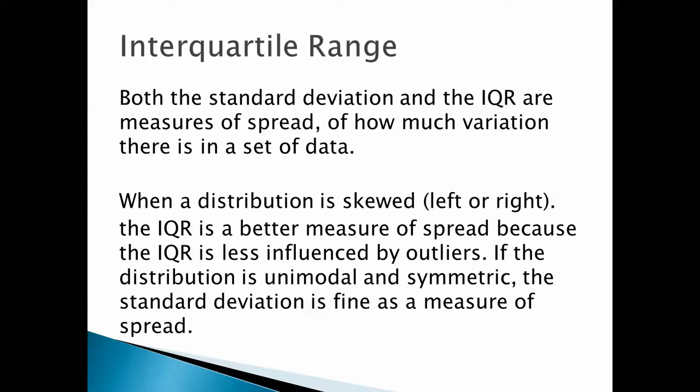So both the standard deviation and the IQR are measures of spread, of how much variation there is in a set of data. But when a distribution is skewed left or right, the IQR is a better measure of spread because the IQR is less influenced by those outliers, like 120 years old. If the distribution is unimodal and symmetric, the standard deviation is just fine, just dandy as a measure of spread.